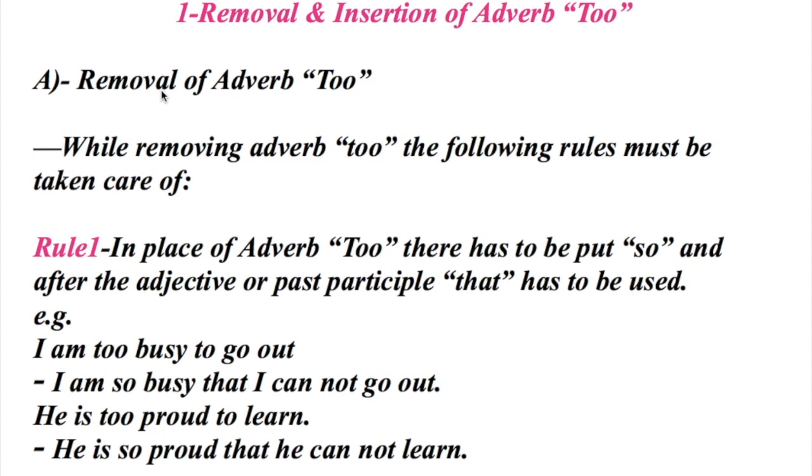So now see, first we are going to deal with the removal of adverb too. So while removing adverb too, the following rules must be taken care of. हम जब adverb too को sentence में से हटा रहे होते हैं तो हमें निम्नलिखित नियम का ध्यान देना होगा. सबसे पहला रूल है, in place of adverb too there has to be put so and after the adjective or past participle that has to be used.